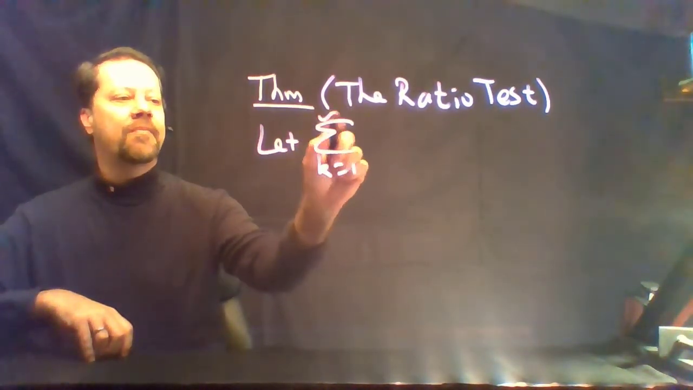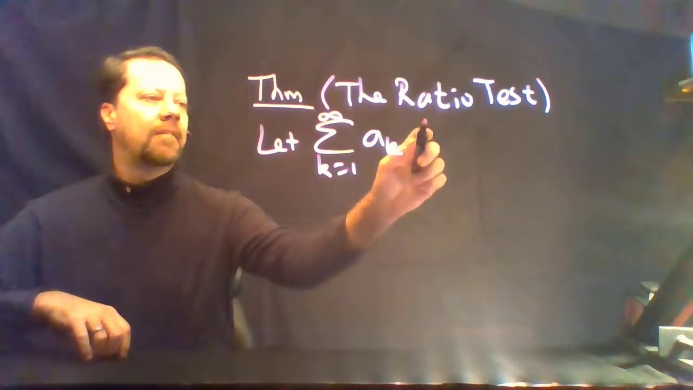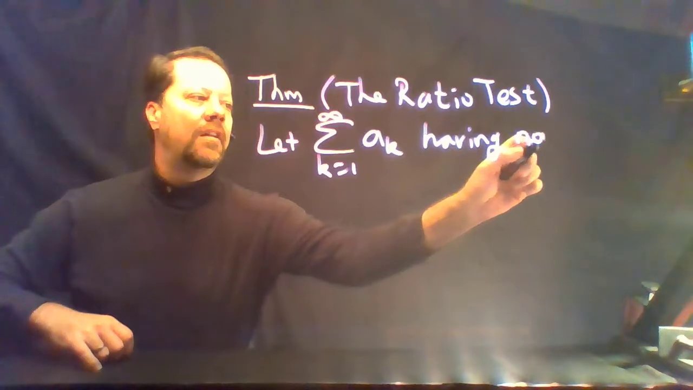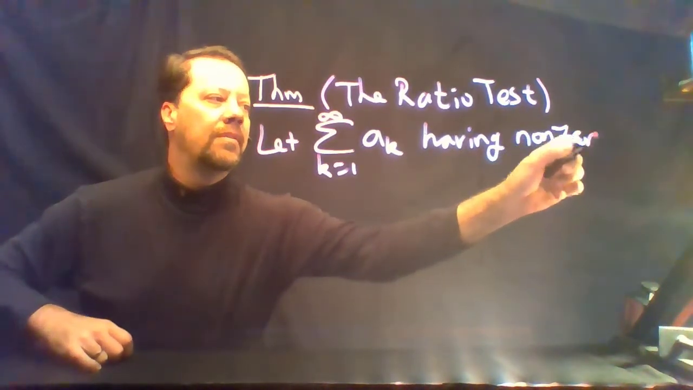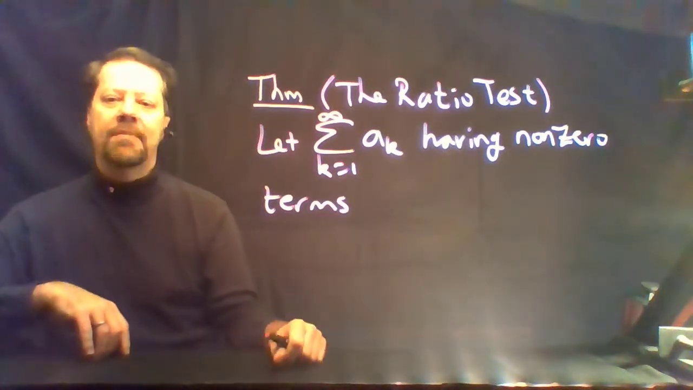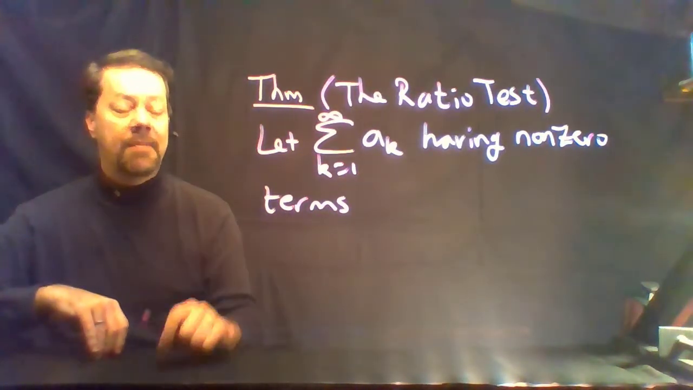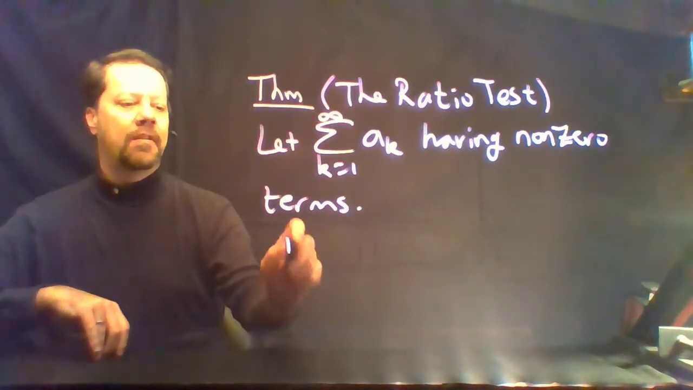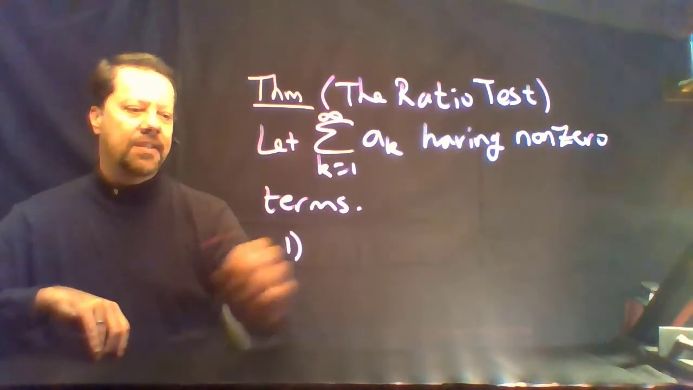Consider a series having non-zero terms. So none of these a sub k's are equal to 0. They can be positive or they can be negative. There are three cases.